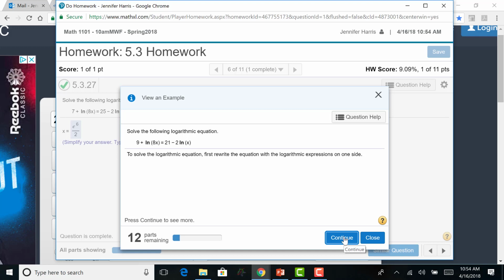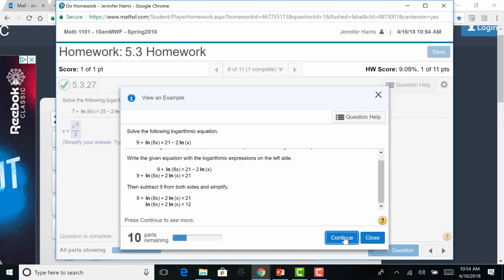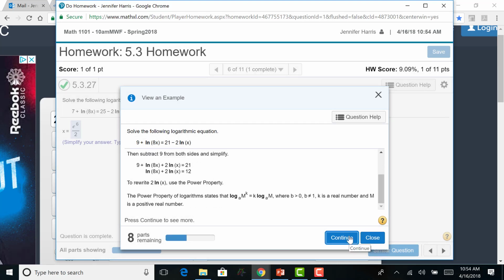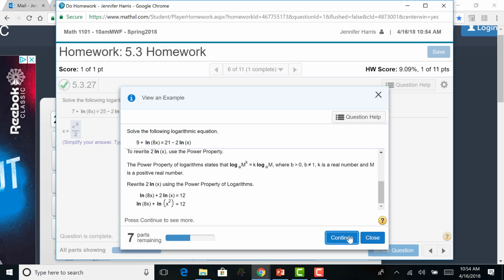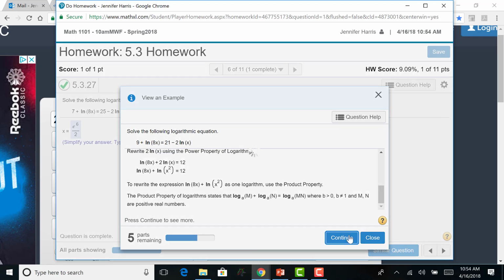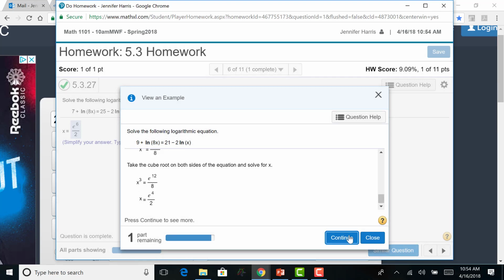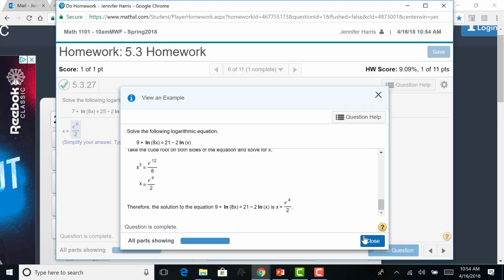Okay, let's see, I'm just looking to see if the example does what I did. Okay, it did what I did with that part. Continue. Okay, it gives you a little help on the properties. So it did it a lot like what I did. It's similar. So walk through the example for sure.